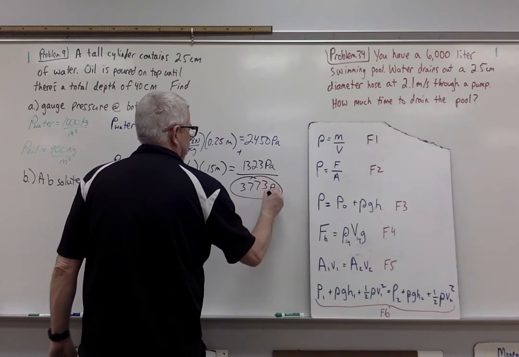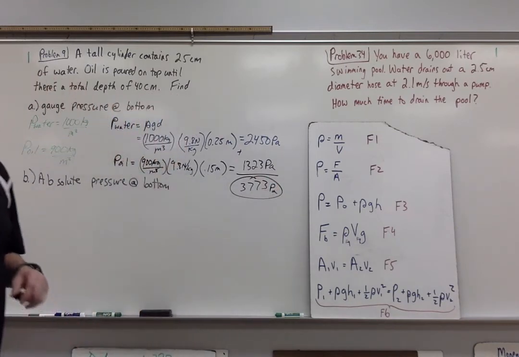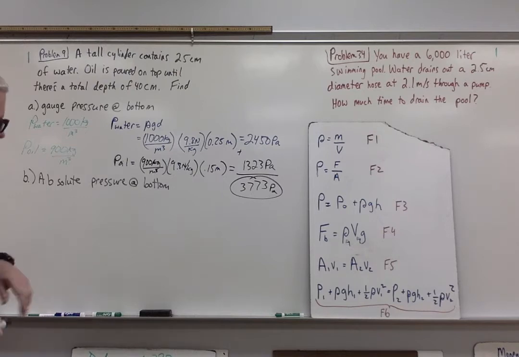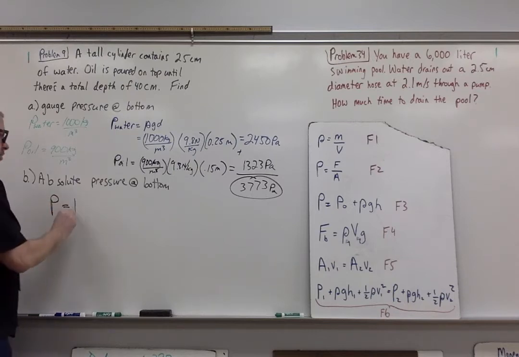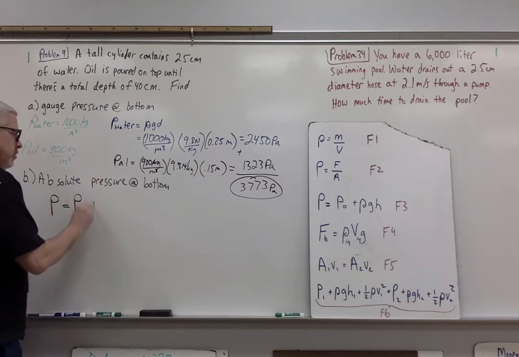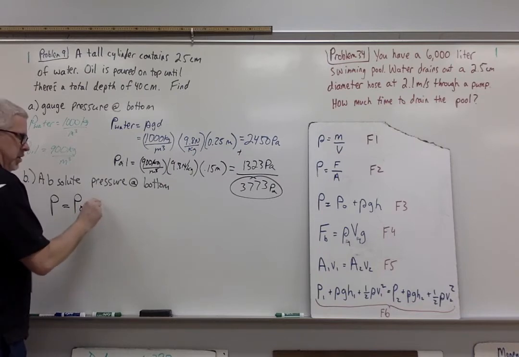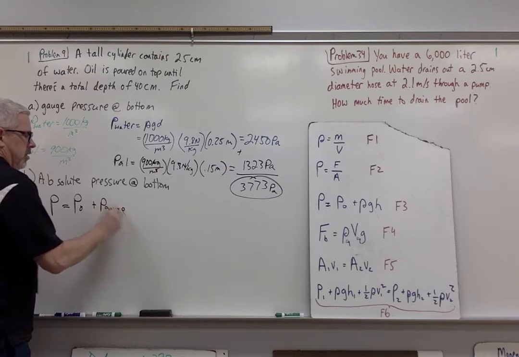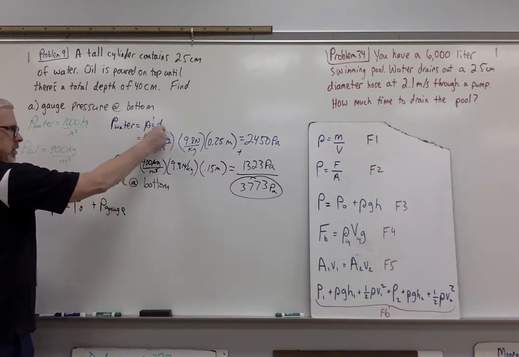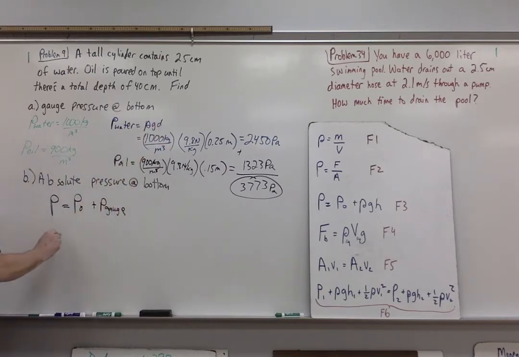$3,773 pascals. So that's what the gauge pressure would be. To find the absolute pressure, we're going to go back to this version. That's P absolute. P0 is atmospheric pressure plus the gauge pressure here. The gauge is all those rho g depths multiplied together.